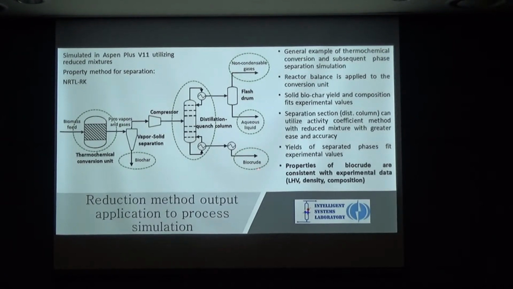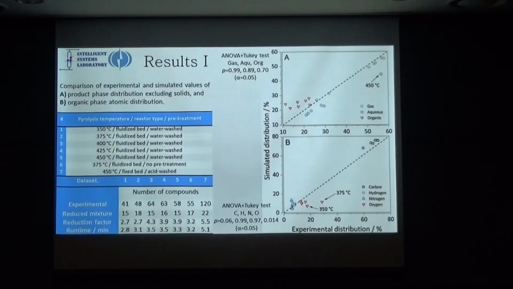And also, the biggest test is, does the chosen property method, which was NRT-LRK, work for this distillation column, and do the properties of the Bio-crude, the chosen ones, accurately represent the actual experimental Bio-crude? As I mentioned before, this was tested on 7 different data sets. The best described we have were all from pyrolysis of seaweed, but at different reactor conditions and different reactors.